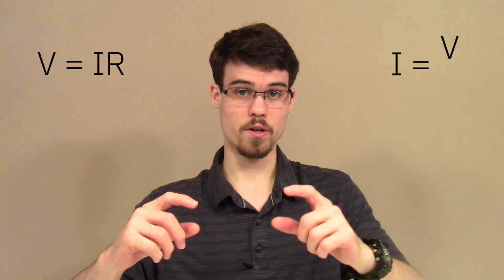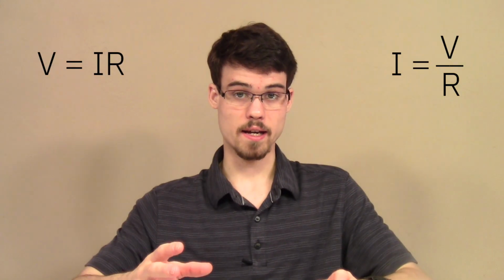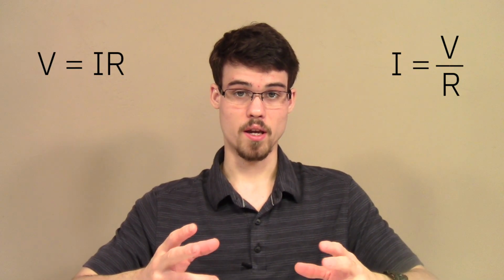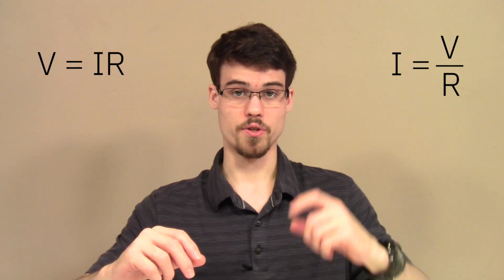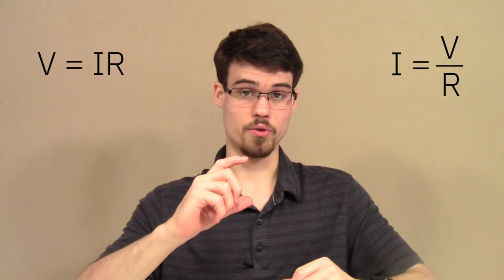Now we can also rearrange this equation to say that I equals V over R, or current equals voltage divided by resistance. And in that case, if we hold the voltage constant and vary the resistance, then a plot of the resulting current versus 1 over resistance should yield a straight line plot with a slope equal to the voltage V.